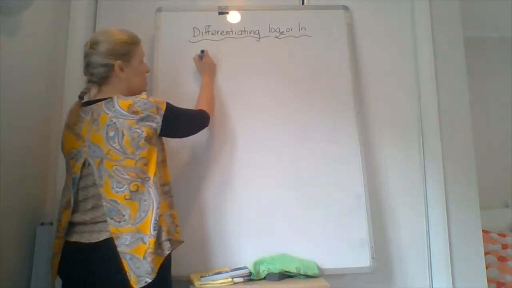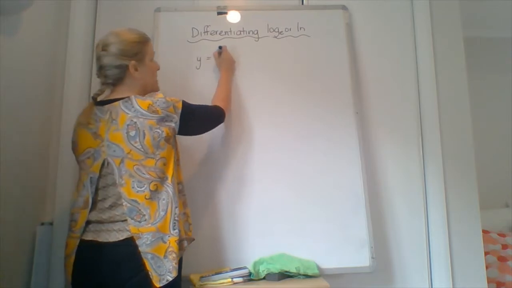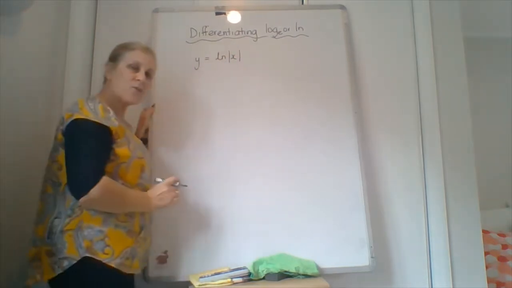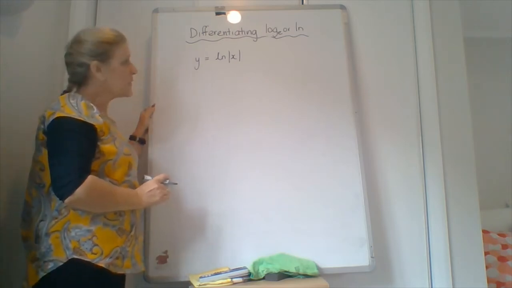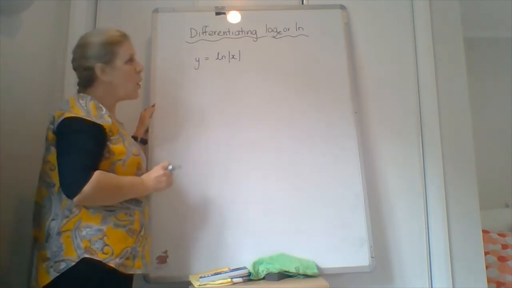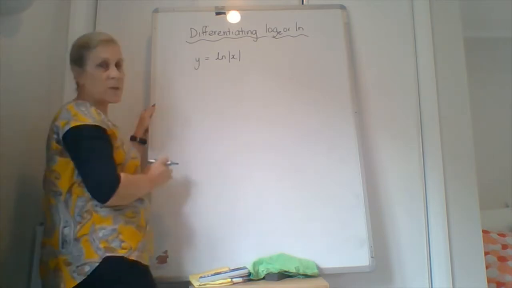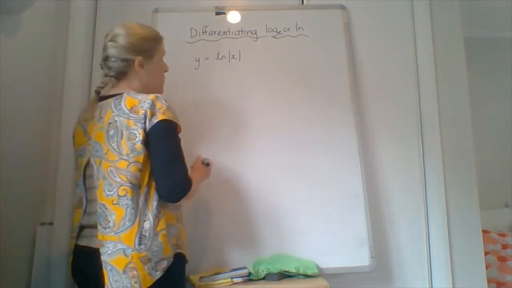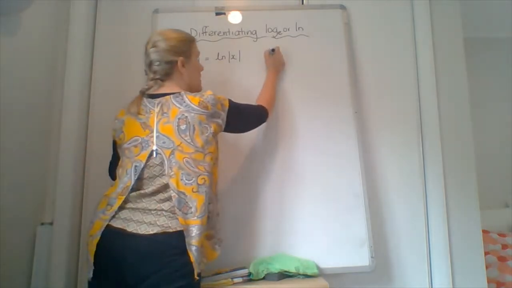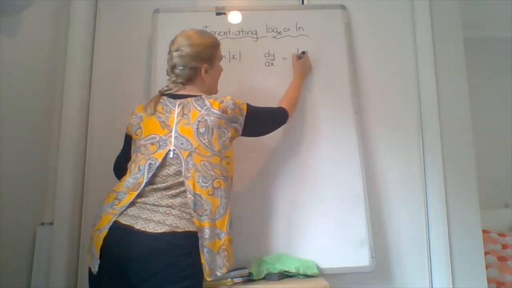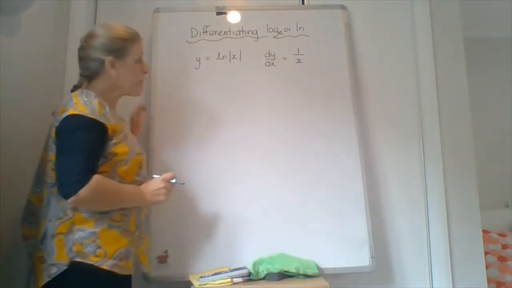So in the formula sheet, it says if you've got y equals ln of x, and we write absolute values around it, guys, because there's no natural logs of negative numbers. We can only have positive x's. So we make sure that we have absolute value signs around it. Then the dy by dx will equal 1 over x. All right?